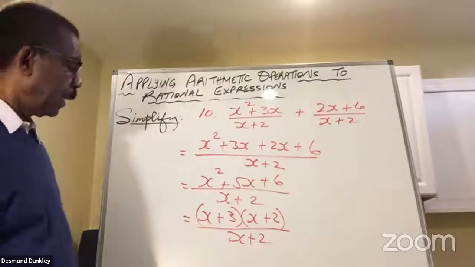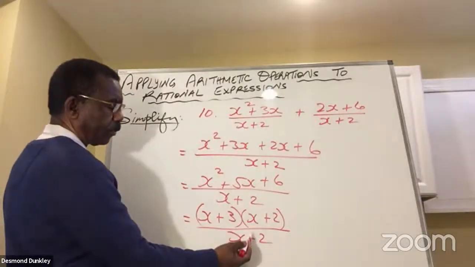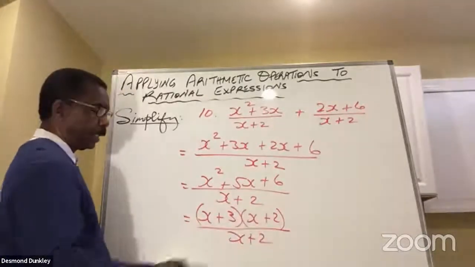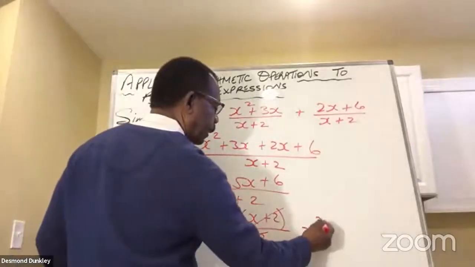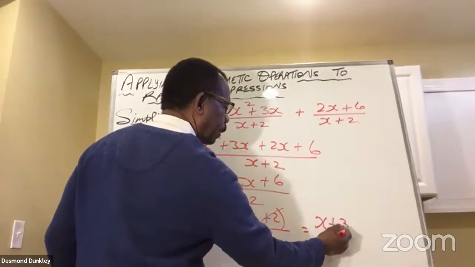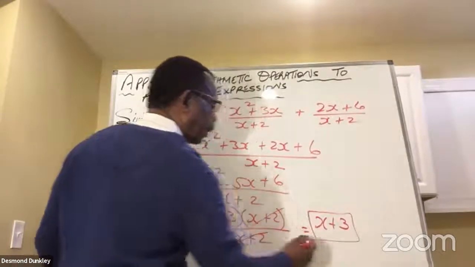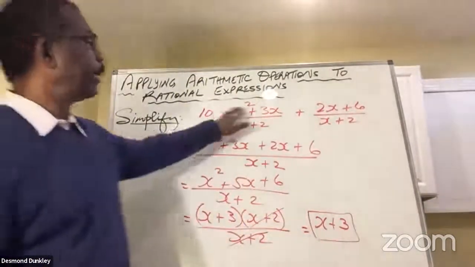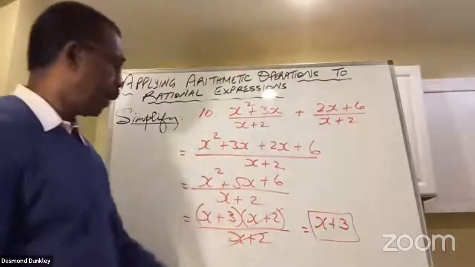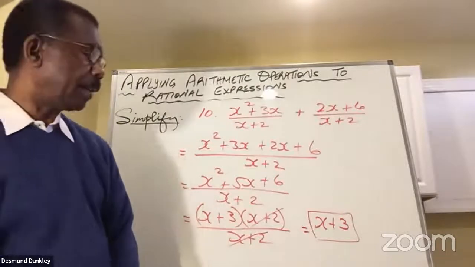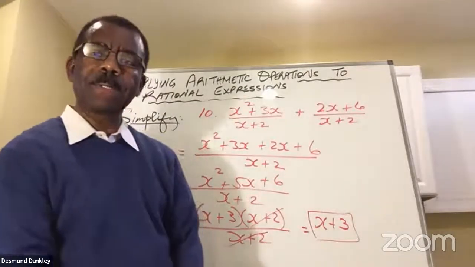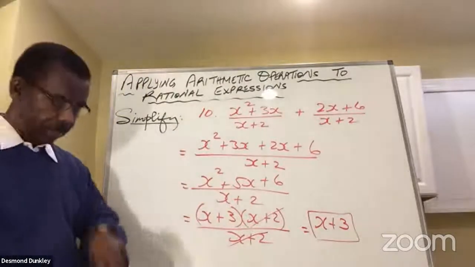So there it is. And what do you see? x plus 2 on the bottom, x plus 2 on the top. So they cancel. So our final answer is x plus 3. So look, we had two fractions, and now we have a simple linear binomial. x plus 3 is the final answer. And that's it for that one.